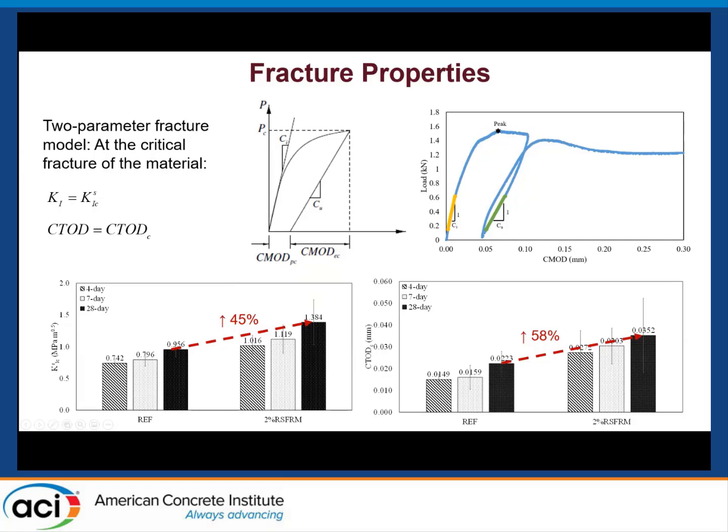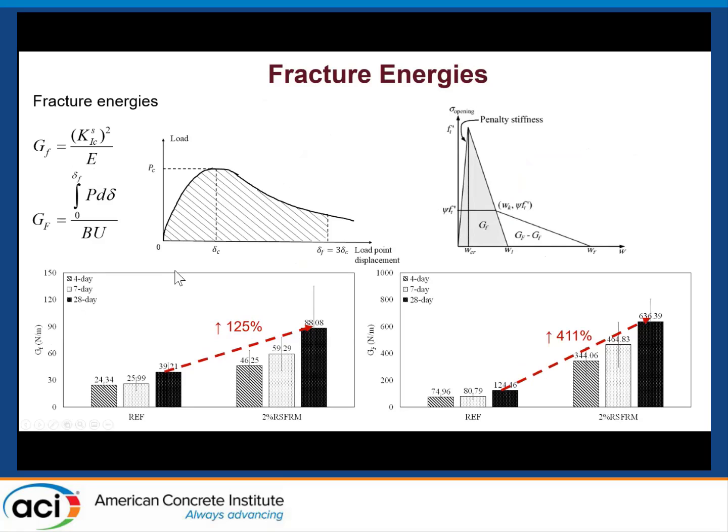So as we can see, by adding 2% recycled steel fiber, our critical stress intensity factor can be improved by 45%, and the critical crack opening displacement can be improved by 58%. And we can also calculate the fracture energies. We have two fracture energy terms calculated using this procedure.